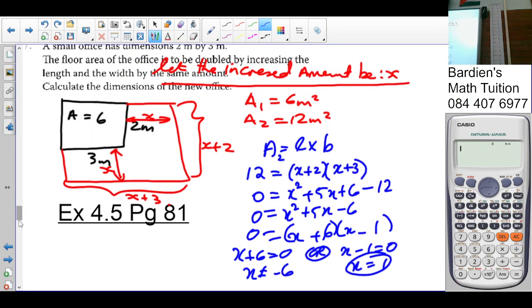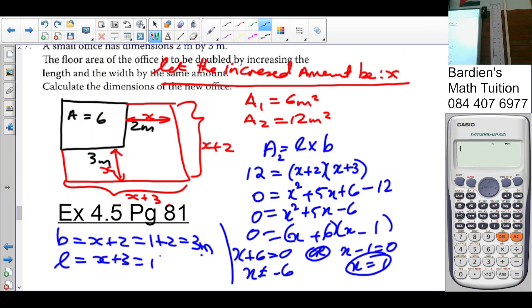Calculate the dimensions of the new office. So the breadth of the new office is going to be x plus 2, which is 1 plus 2, which is 3 meters. And the length is going to be x plus 3, which is 1 plus 3, which is 4 meters. And the 3 by 4 meter room measures 12 square meters.